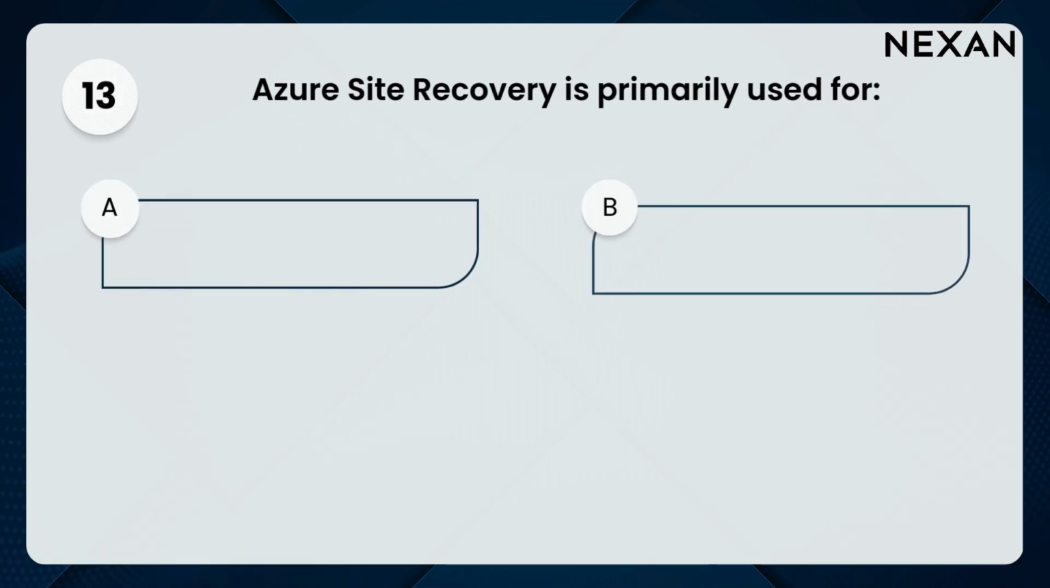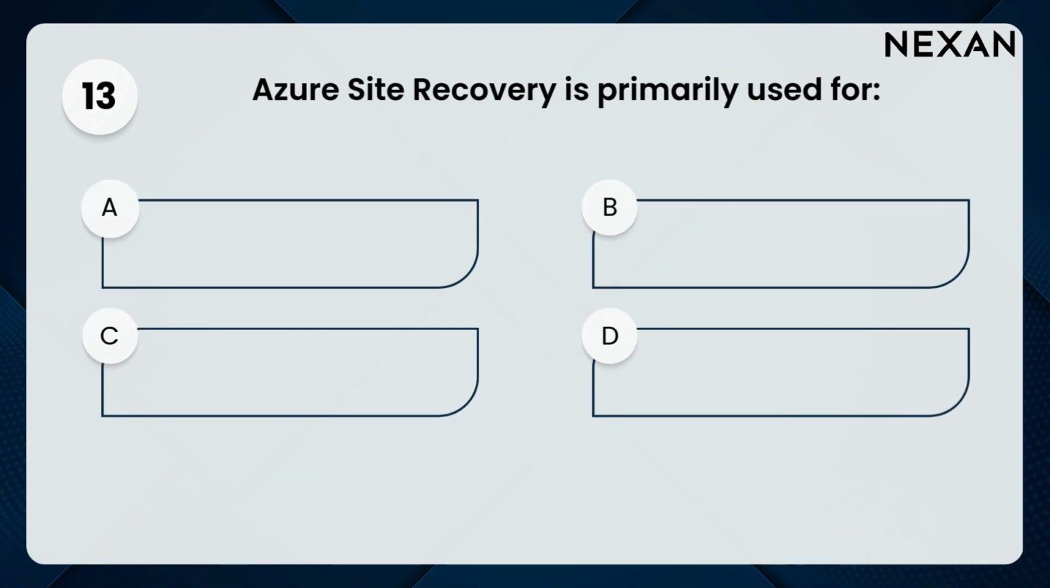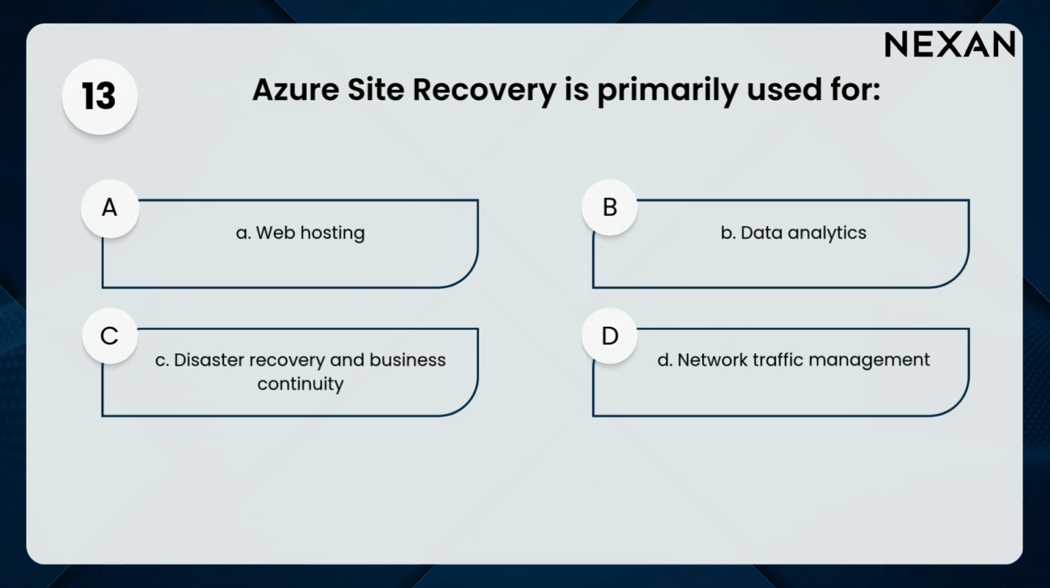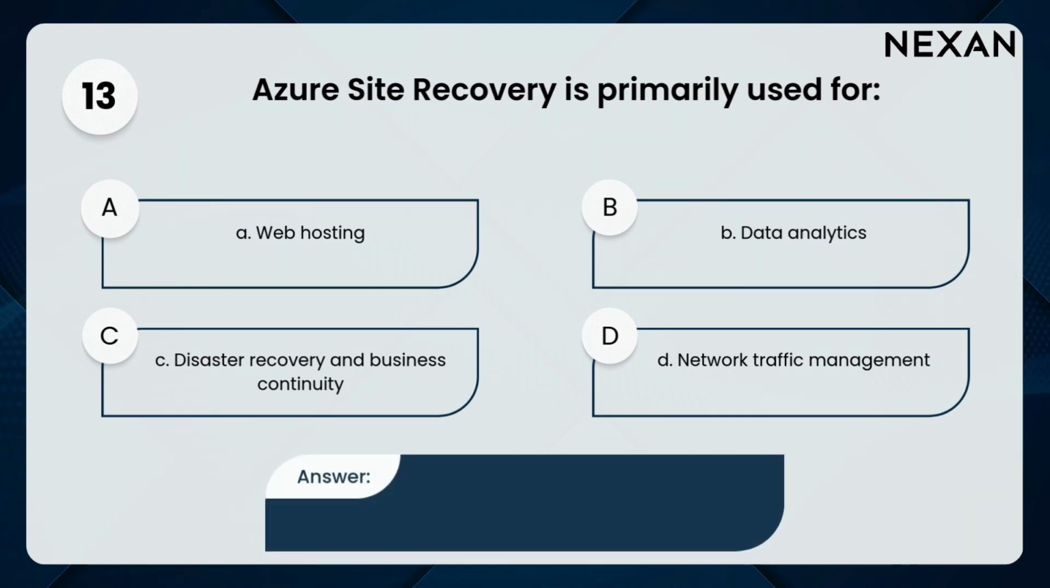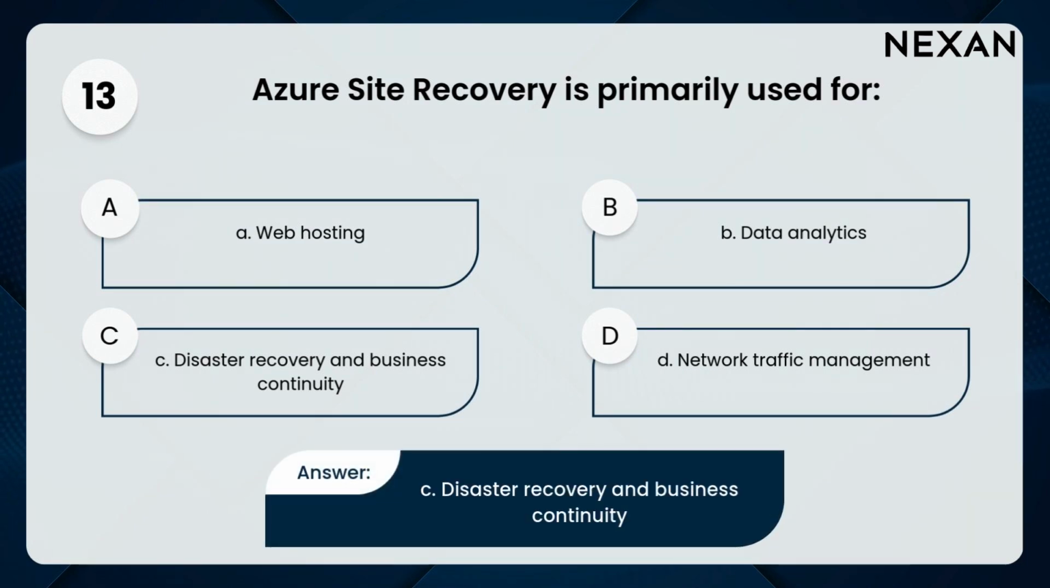13. Azure Site Recovery is primarily used for: A. Web hosting. B. Data analytics. C. Disaster recovery and business continuity. D. Network traffic management. Answer: C. Disaster recovery and business continuity.